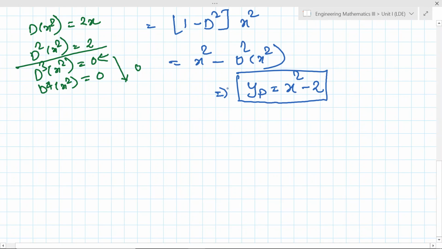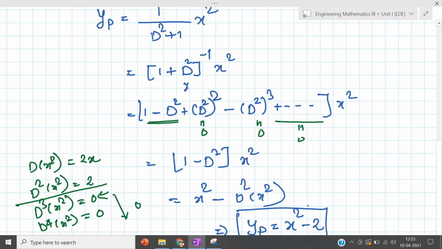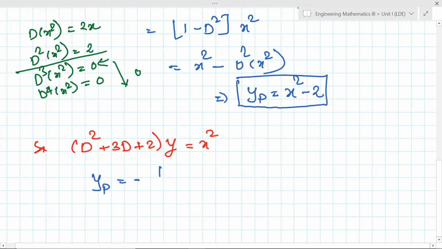Okay, so this is the simple case to find this. But every time the example is not like this. Okay, but we need to just convert it. How can we convert that? So let us see. Suppose the example is (D² + 3D + 2)y = x², whatever, x² or x³. I just take this x² for our purpose only. Now what is my yp in this case? yp is equal to 1 upon (D² + 3D + 2) into x².